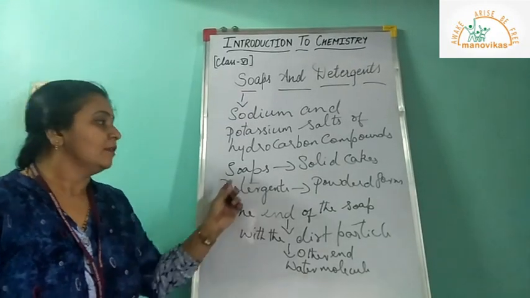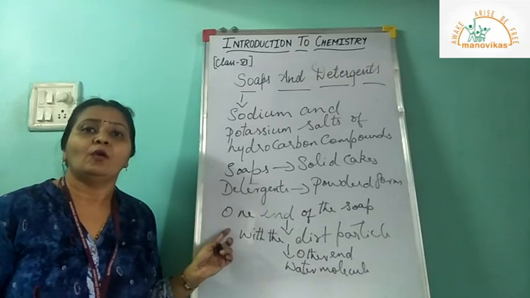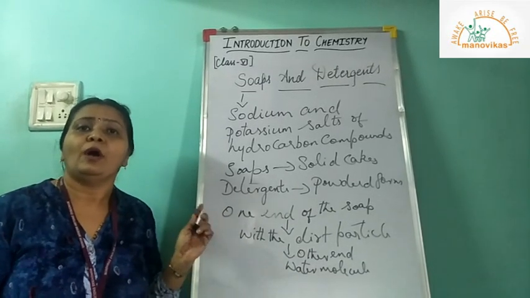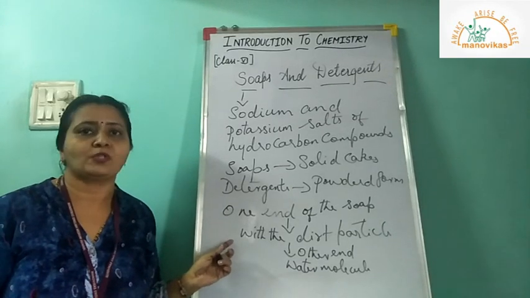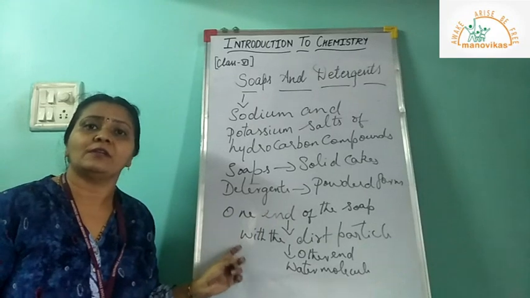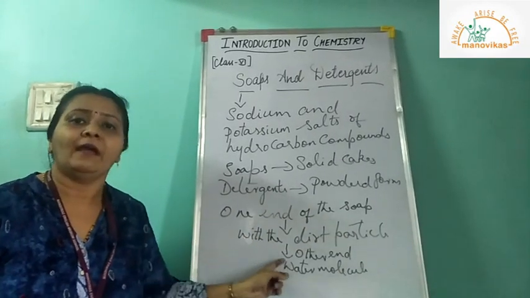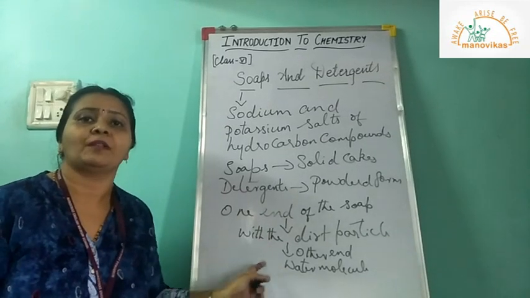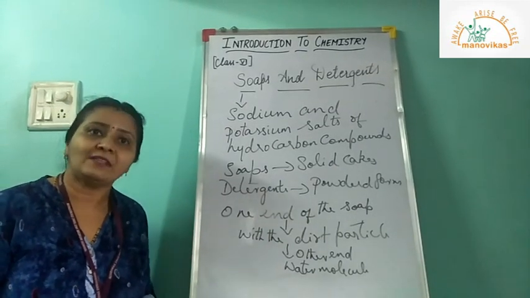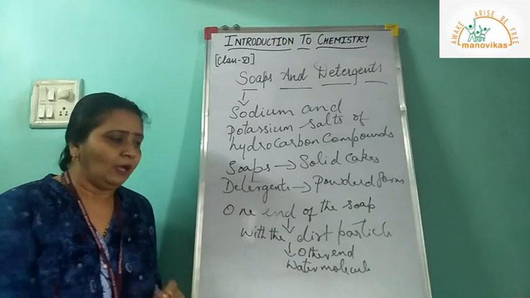So using detergent, this is how we can wash clothes and remove the dirt from them. One end of the soap or detergent is attached with the dirt particle and the other end is attached with the water molecule. With excess of water, the dirt is removed from cloths.